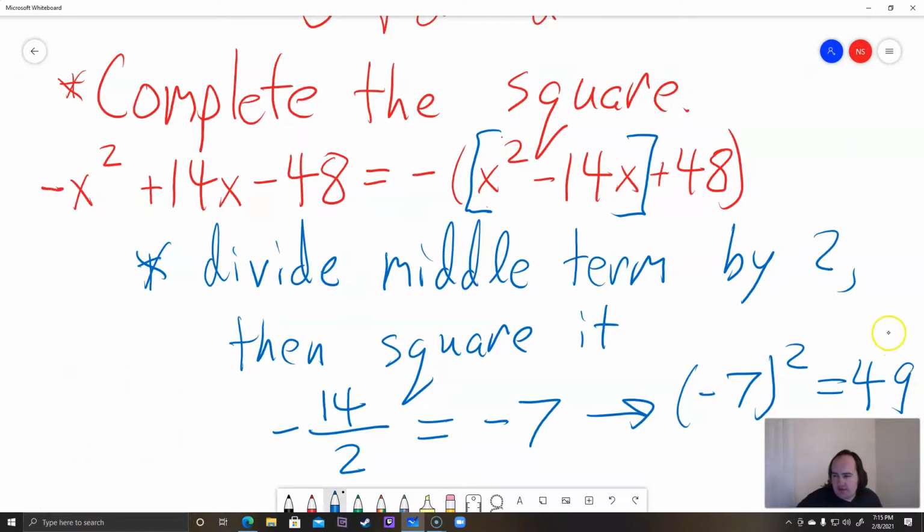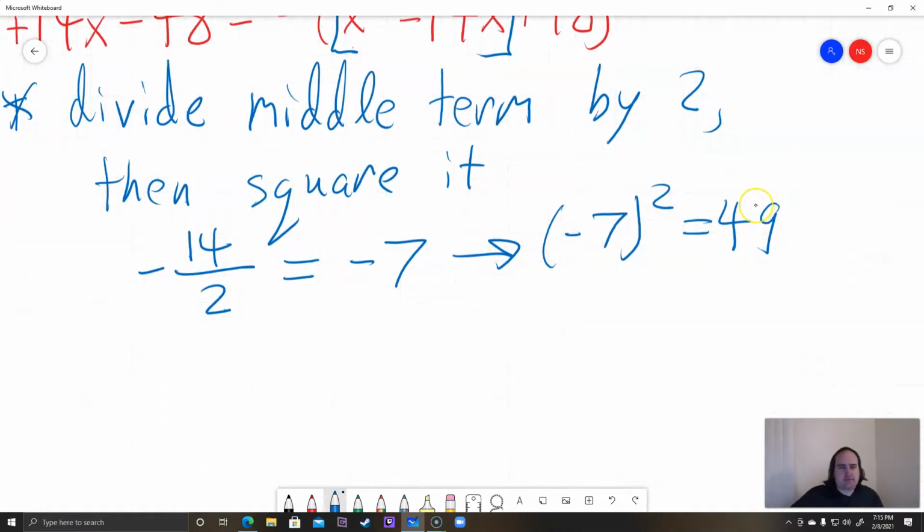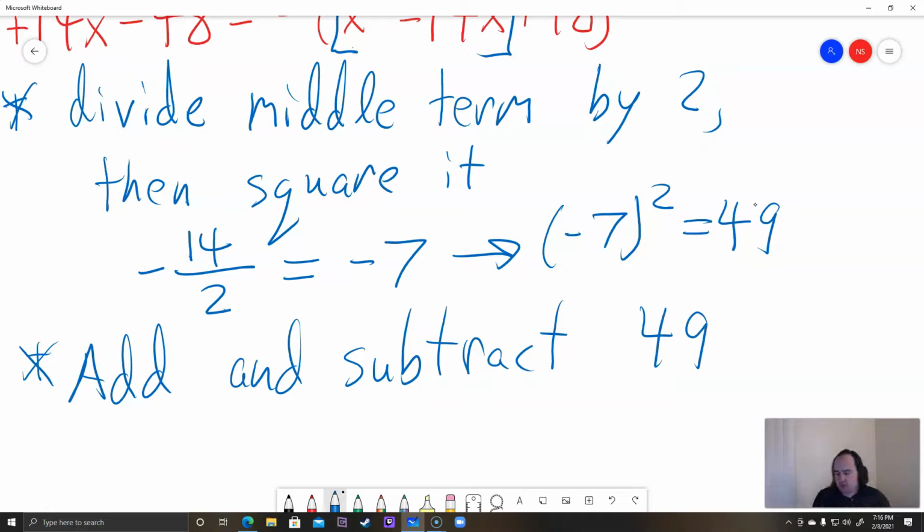Okay, and then what do you do with the 49? Well, you just go ahead and you add it, but then you also subtract it, which is, I know, a bit strange. Because normally when people are completing the square, they have an equation and they're adding something to both sides. But here, because we just have a single expression, we want to add 49 and then also subtract it. Okay? So we're going to add and subtract 49. And 49 is what we got when we took the middle term, we divided by 2, and then we squared it.